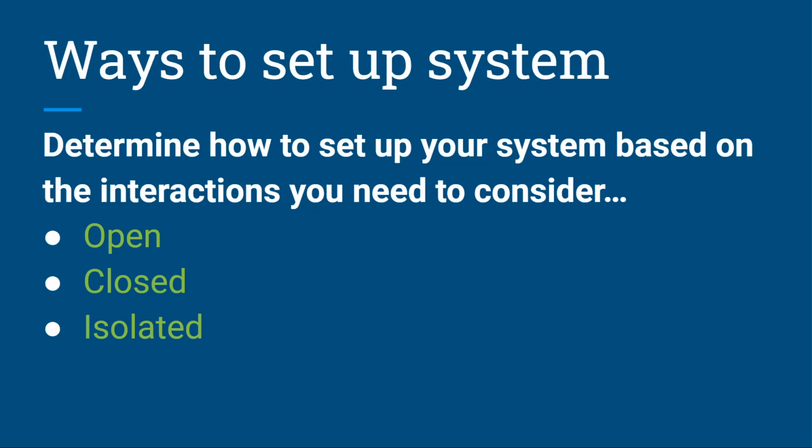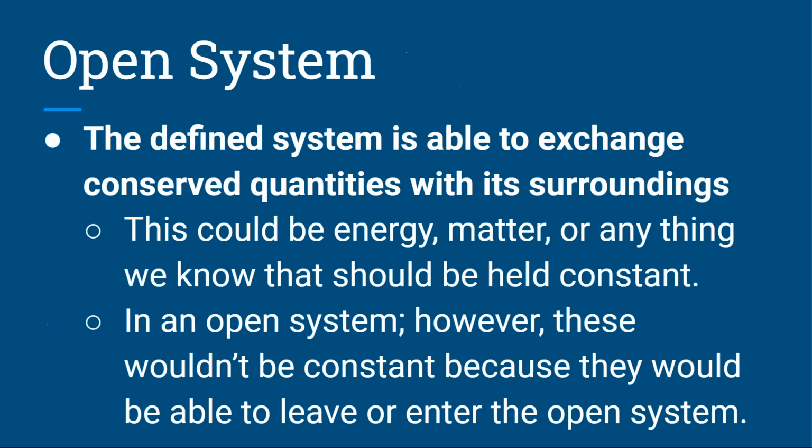Okay, there are also different ways that you can set up your system based on interactions you need to consider. We're going to talk about open systems, closed systems, and isolated systems, and what the difference is between them and when you use which type of system. Again, it's going to depend on what you're trying to solve for, so it's dependent upon the problem that you're answering. We have 3 types, and we're going to go over each of them. You can jot down notes on each, starting with an open system.